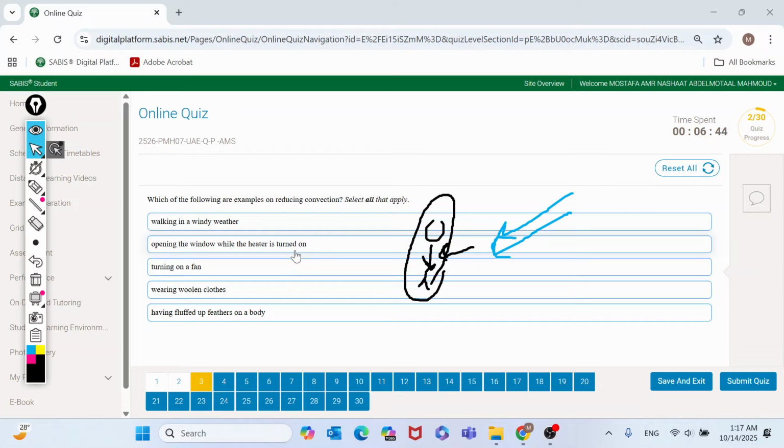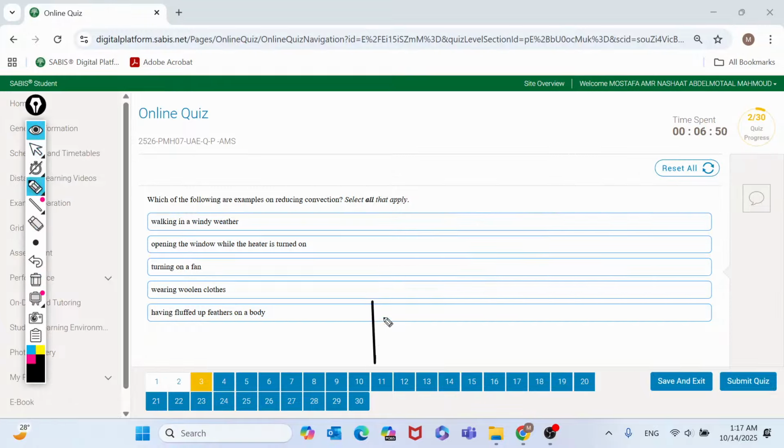Opening the window while the heater is on. No, that's going to increase convection because you have hot, the heater, and cold, the window. It's not necessarily cold, but it's going to be colder than the heater. The hot air is going to go to the cold and then the convection current is going to happen. So this one no.